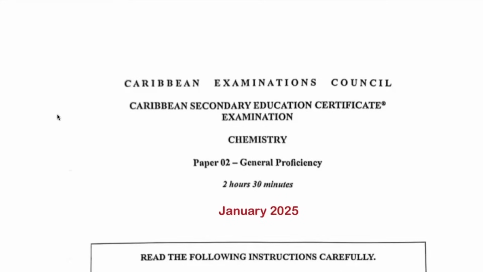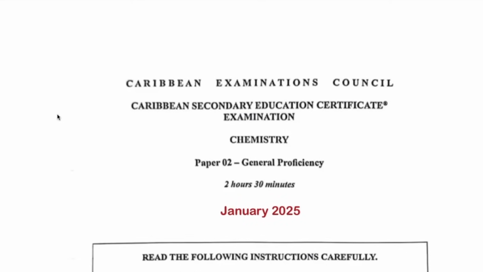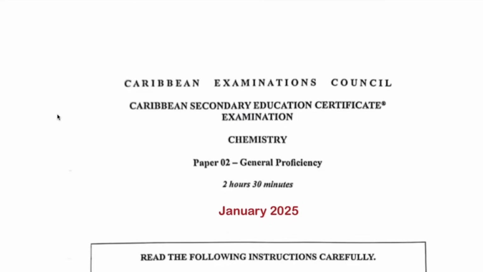In this session, we are working paper 2 of CSEC Chemistry from the January 2025 sitting. We're going to just go right into it. This working out is in partial fulfillment of some requests that we've received on the channel from persons asking us to correct this paper. So we're just going to do it.